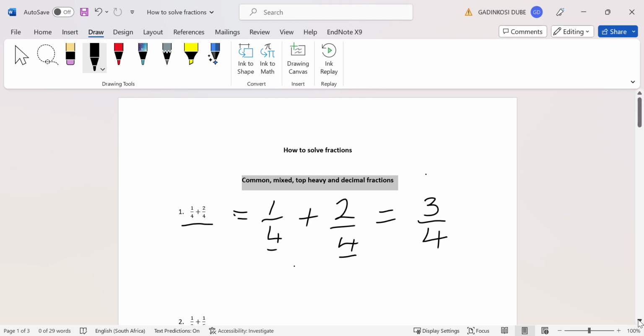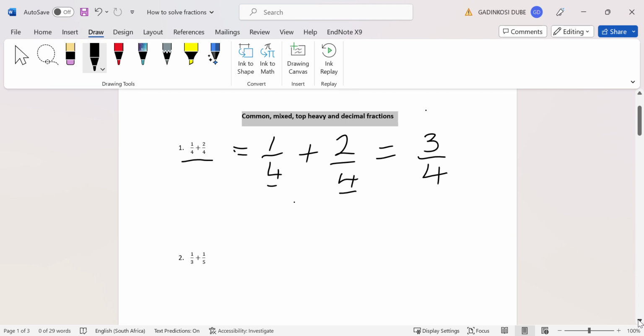Now, moving forward, let's look at another problem. In this problem now, the difference is that you've got the same numerators, however, different denominators. Now, if you're given different denominators, you must find the lowest common multiple for both 3 and 5. So basically what you do, you're going to rewrite this 1 over 3 plus 1 over 5. So we've got something like that.